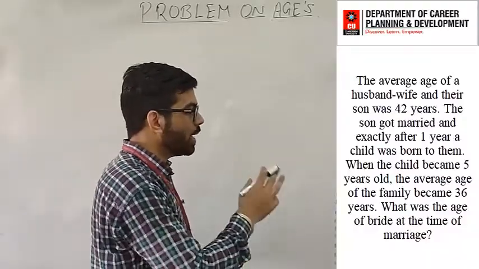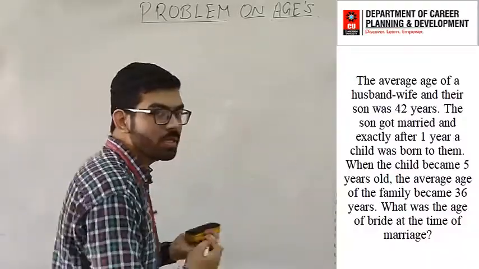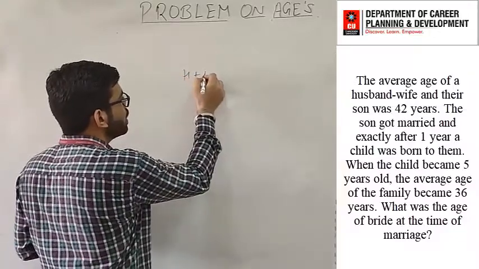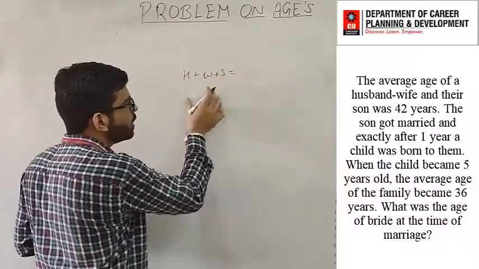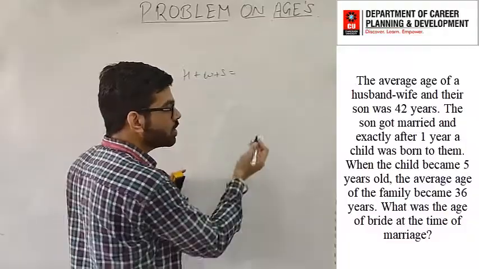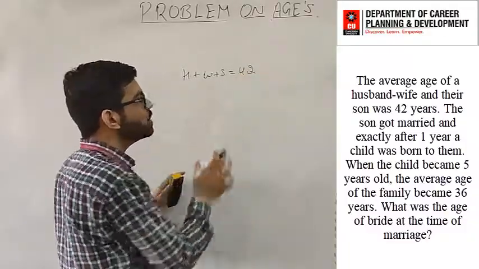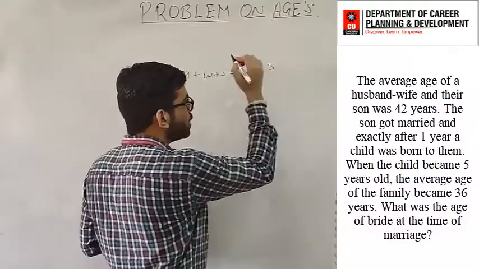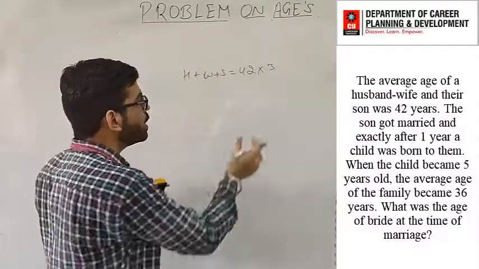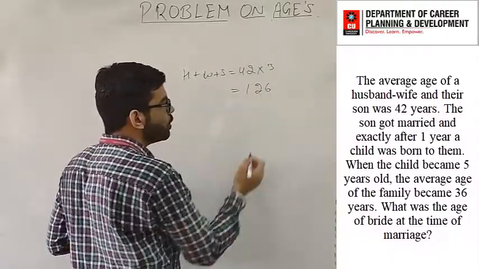First thing given is the average age of husband, wife and son. That means husband plus wife plus son, their average age is given, which is 42 years. If average age is 42, that means the sum of their ages will be 42 multiplied by 3. So sum comes out to be 126 years.